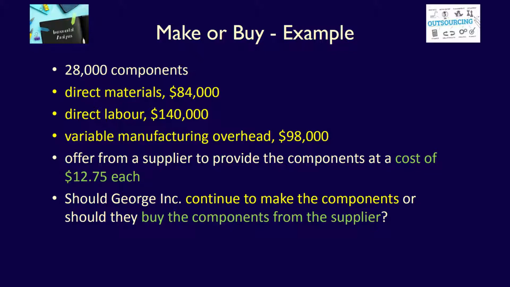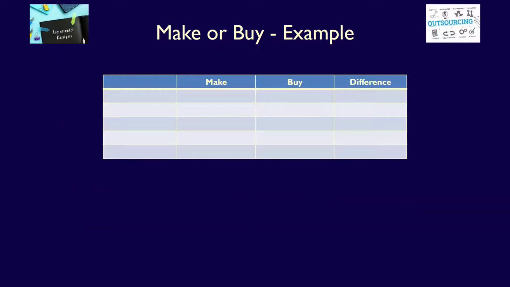We can move on to step 3 and compare the relevant revenues and costs to determine the difference. This is our quantitative analysis. We'll use a chart format with column 2 as the make option, column 3 as the buy option, and column 4 as the difference between the two alternatives. We'll start with the direct materials of $84,000.